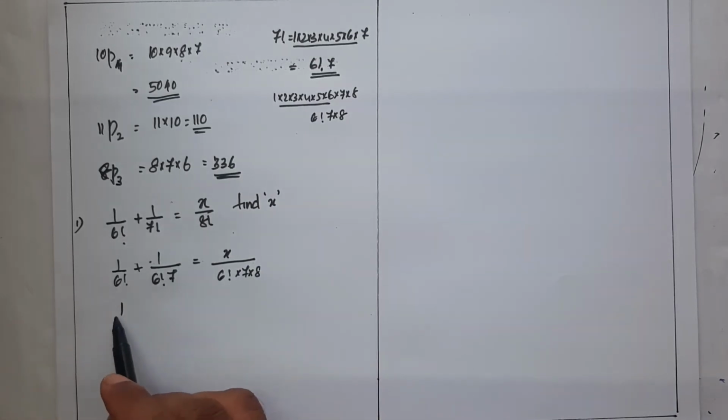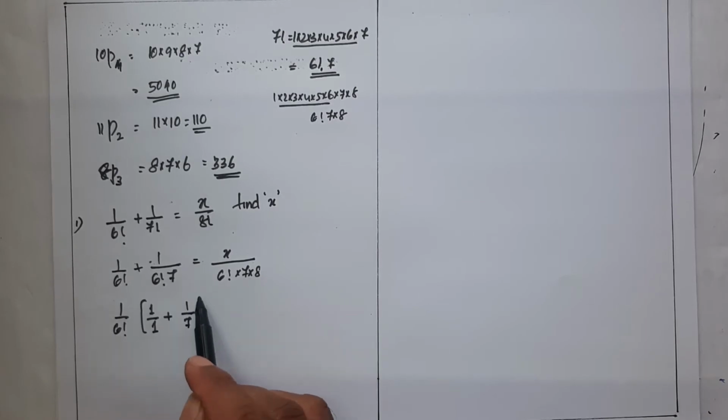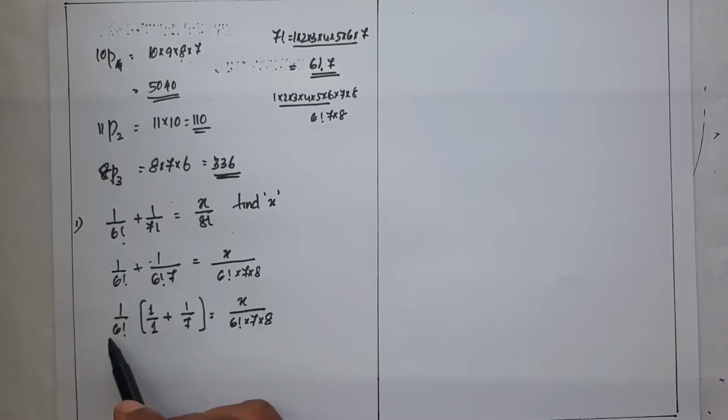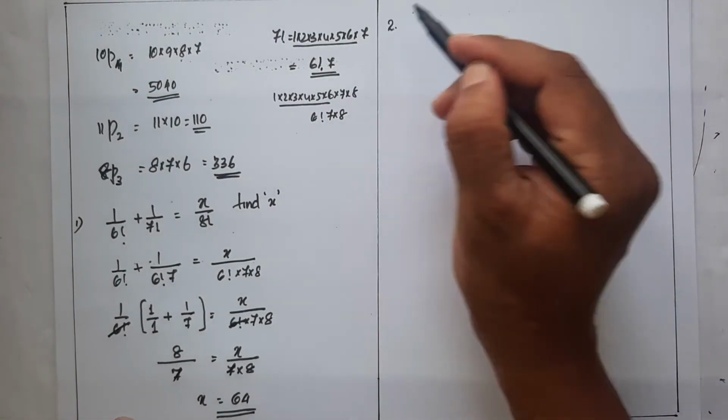Okay, here 1/6 factorial is common. Balance: 1 plus 1/7 is equal to x divided by 6 factorial into 7 into 8. Here 6 factorial cancels. Then you take the LCM, we get 7 plus 1, that is 8, equal to x divided by 7 into 8. Here 7 cancels. On cross multiplying we get the answer 8 into 8, 64. That's all. Okay, now we'll discuss one more question.